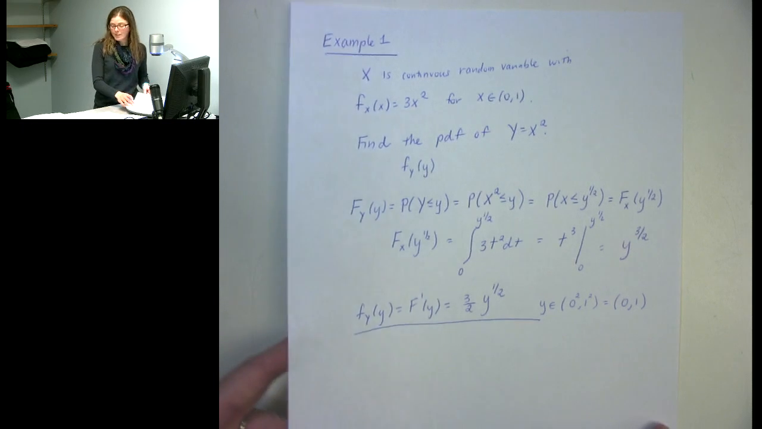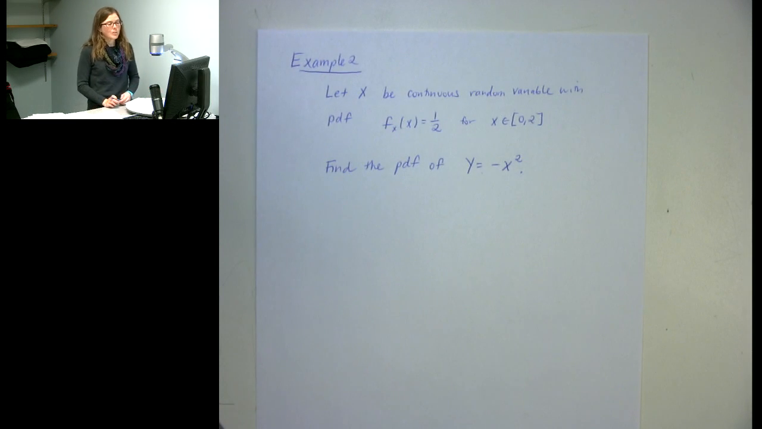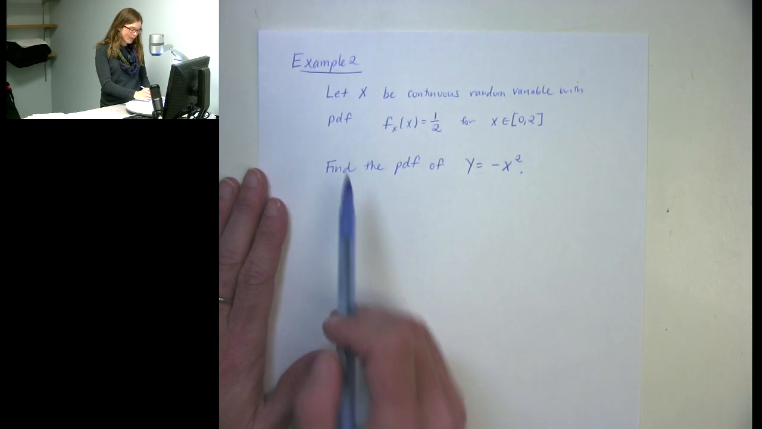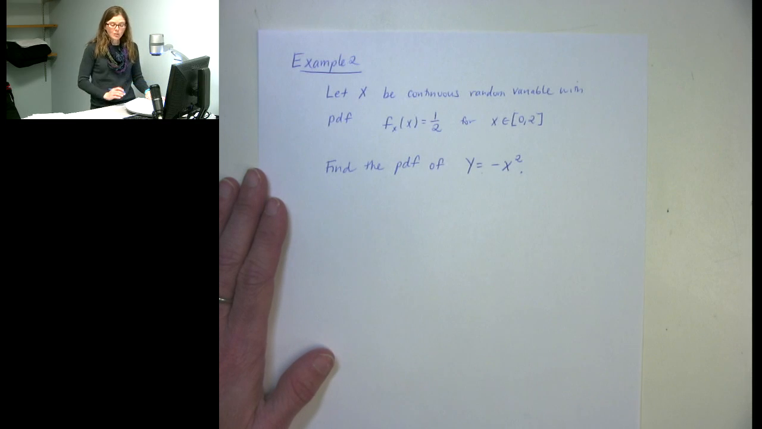Okay, let's look at a second example. For example 2, we're going to let x be a continuous random variable with a probability density function f sub x of x equals 1/2 on the interval from 0 to 2, and we're going to find the PDF of y equals negative x squared.